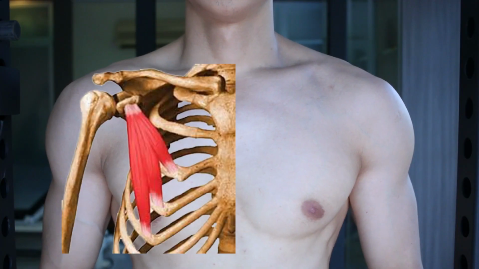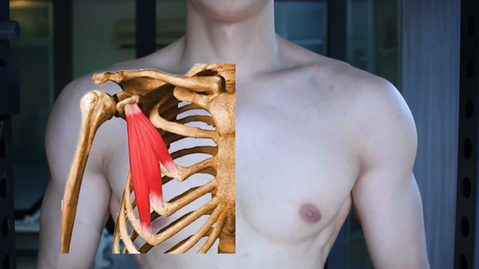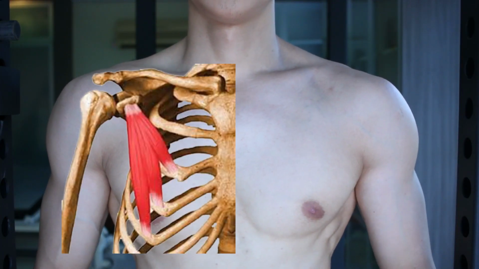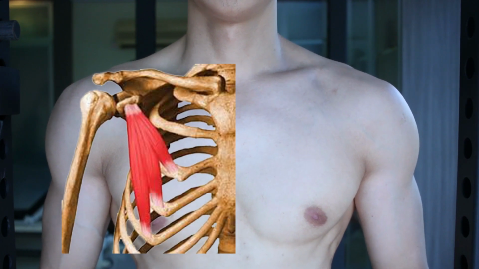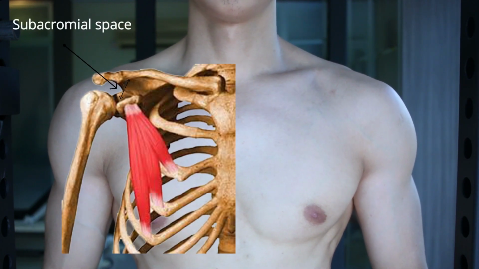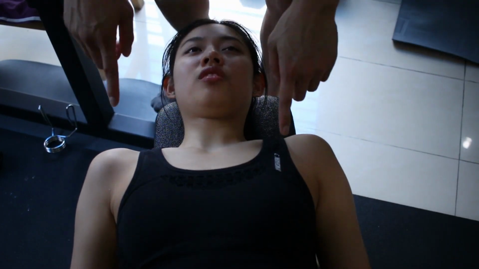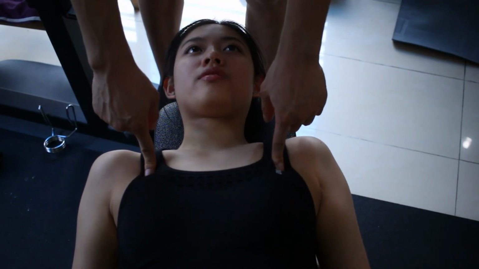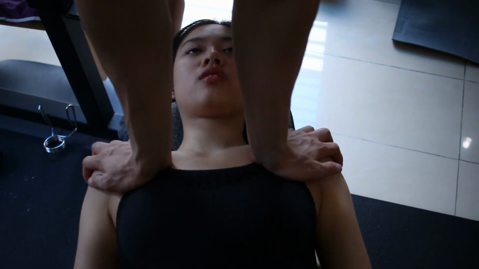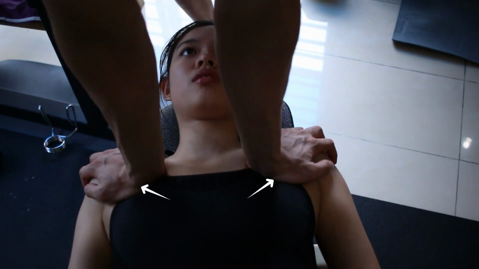First, we test the pec minor. A tight pec minor can pull the humerus, or arm bone, forward, resulting in less space in the subacromial space. Lie face up. Have someone apply pressure on your coracoid process. If tightness is felt, then your pec minor is tight. We need to stretch it and loosen it up.